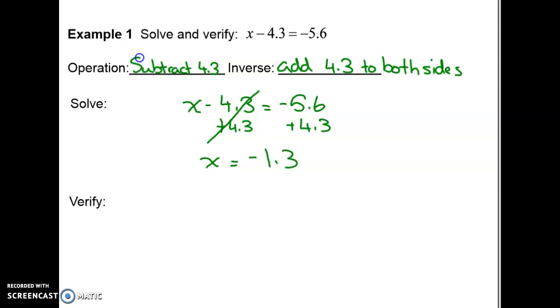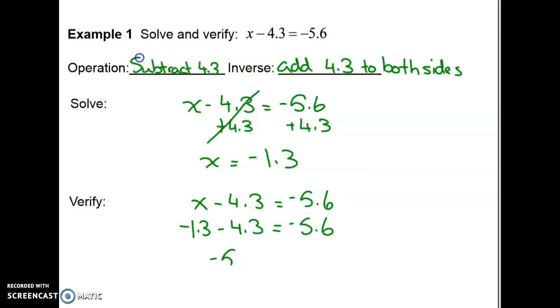We can also verify this answer by plugging our answer into the original equation. So if we say that x is equal to negative 1.3, we can replace x in our original equation with that amount and see if it works out. Negative 1.3 minus 4.3 is negative 5.6. And since the left-hand side of the equation is equal to the right-hand side, we have verified our response.